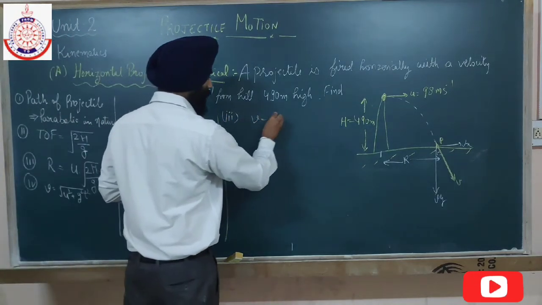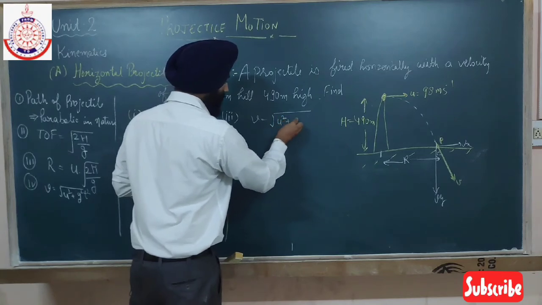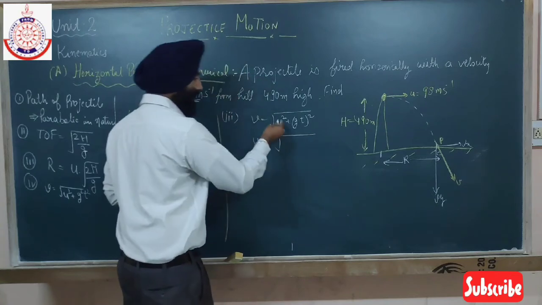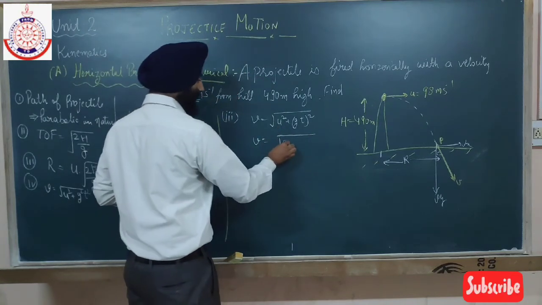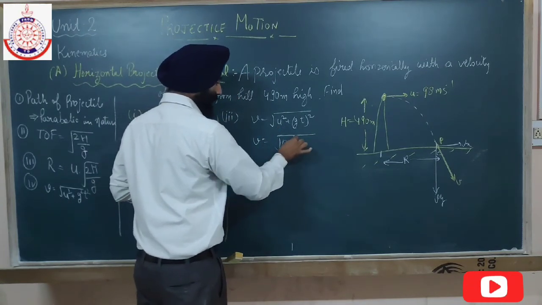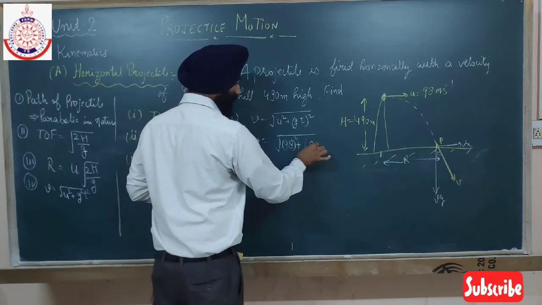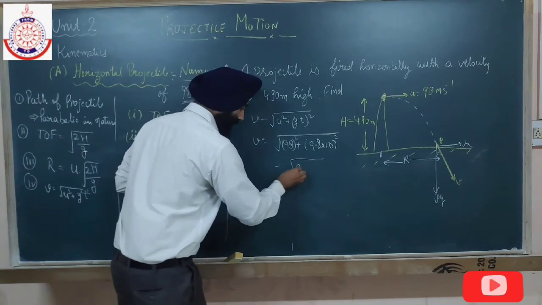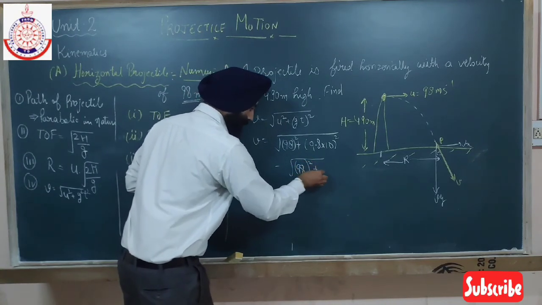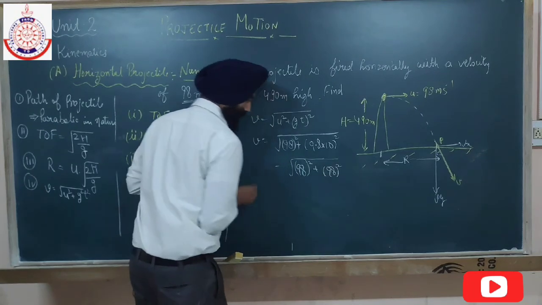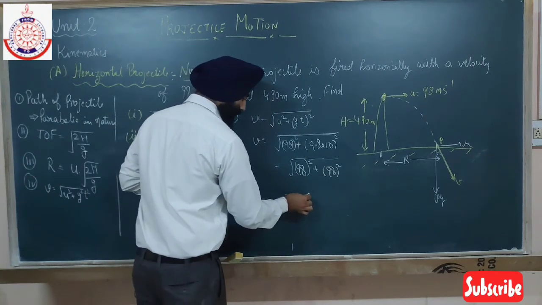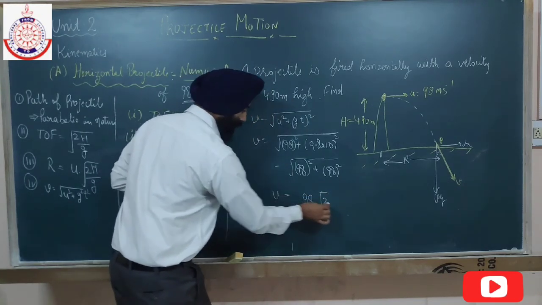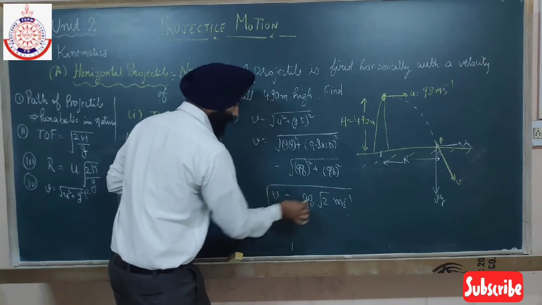The velocity is under root of u square plus gt square. Fine. We know the value of u. Initial velocity is 98 squared plus g value is 9.8 and t value is 10, the whole squared. Fine. So it is under root of 98 whole square plus 98 whole square. So 98 will be common from both sides, and this is under root 2. So this is the value of velocity at any point.